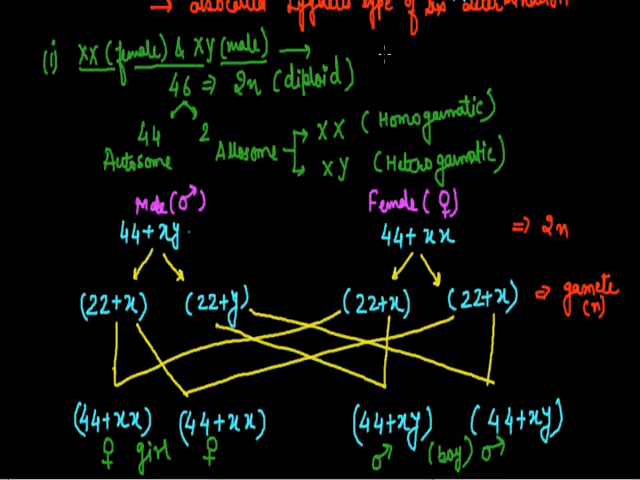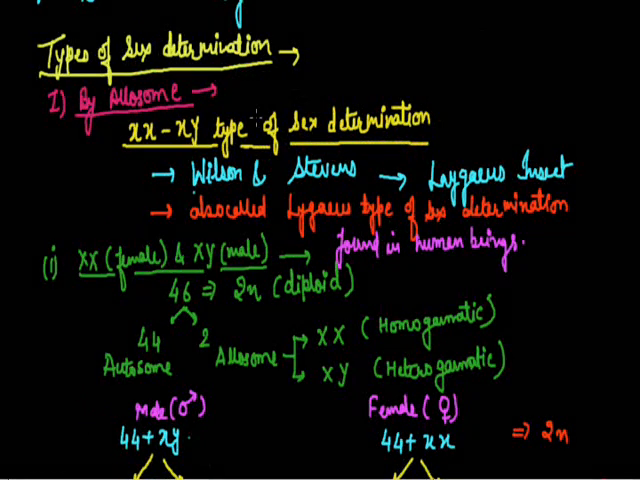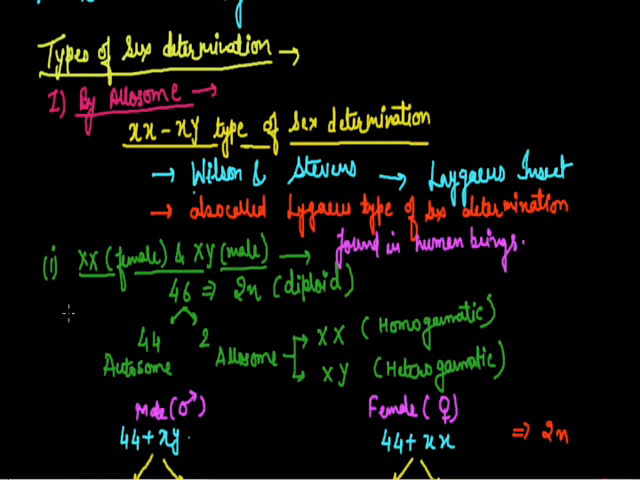I would like to write the example here. I can also write here: found in human beings. Now let us start. As I am telling you, the heterogametic parent always determines the gender of the offspring, and here I write that XX, XY type of sex determination, where XX is female and XY is male.